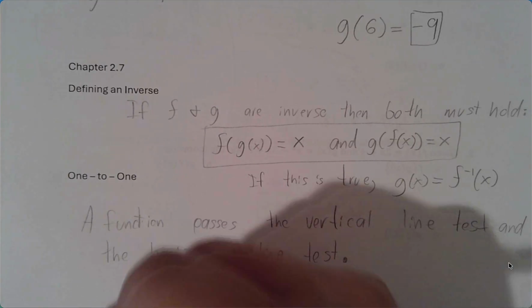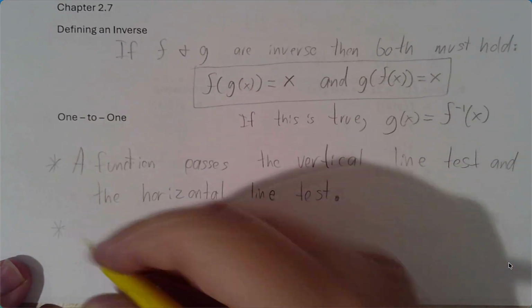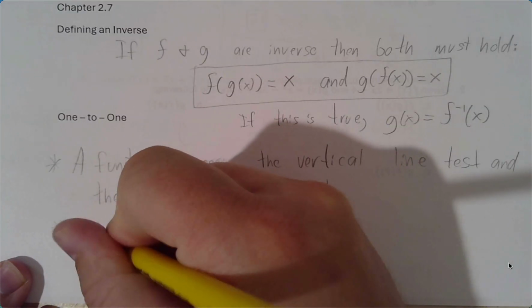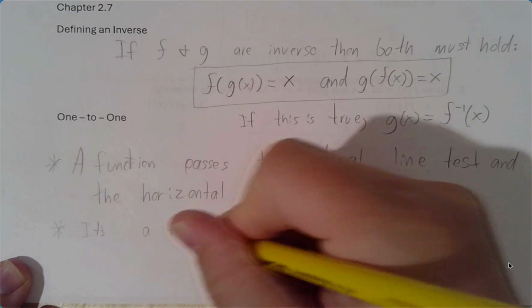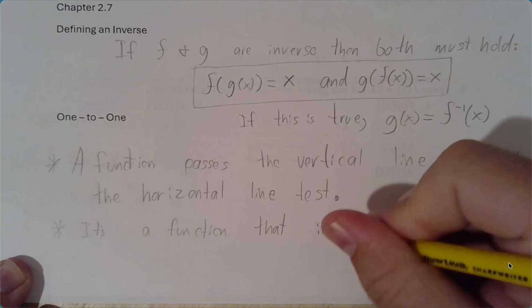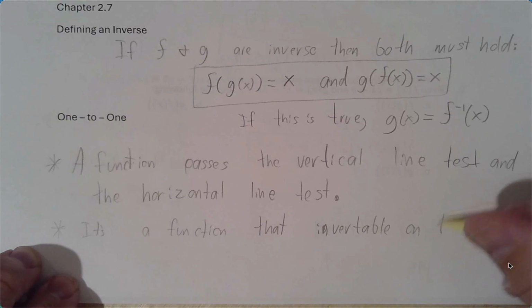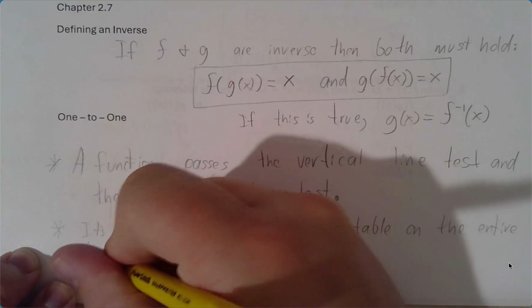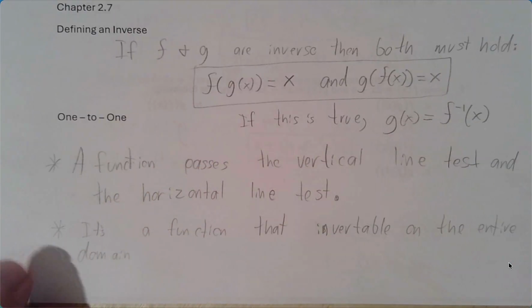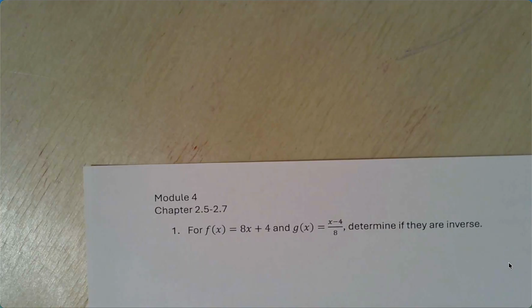And all I want to say about one-to-one is this. It's a function that is invertible on the entire domain. Interesting. That's very abstract, and we don't need to say anything more than that, so we won't. Let's dive in to do some examples.